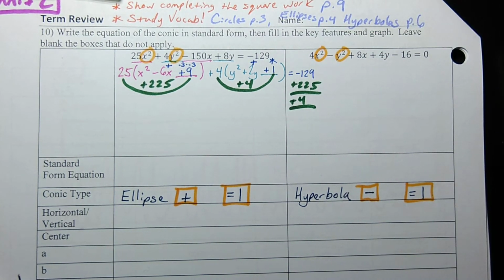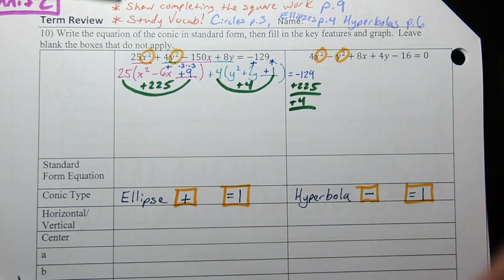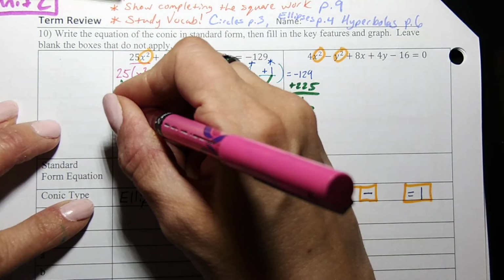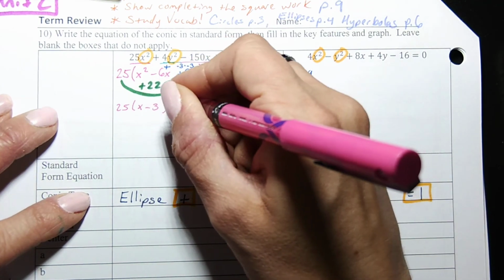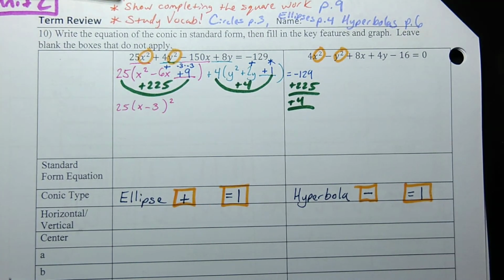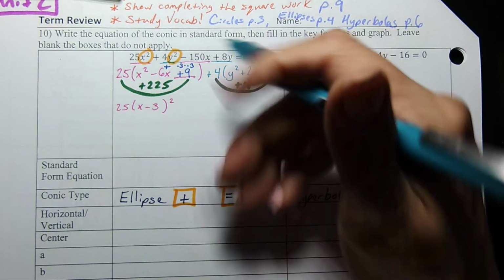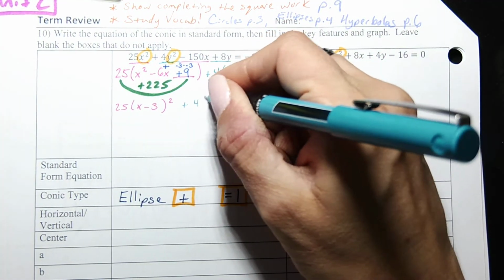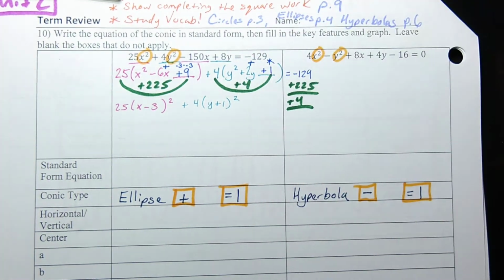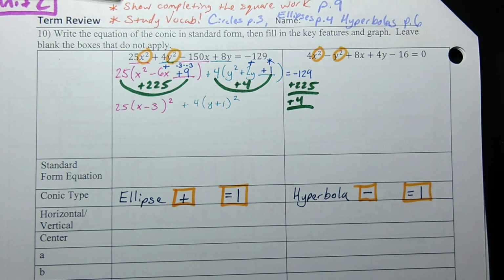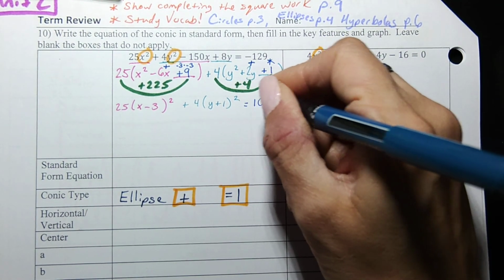So wonderful. At this point, we are now ready to factor these perfect square trinomials that we have made. So 25 times x minus 3 times x minus 3, or x minus 3 squared. That gives us our sum of 6, product of 9. And then plus 4 times y plus 1 times y plus 1, or y plus 1 squared. And then the constant we get on the other side is 100.